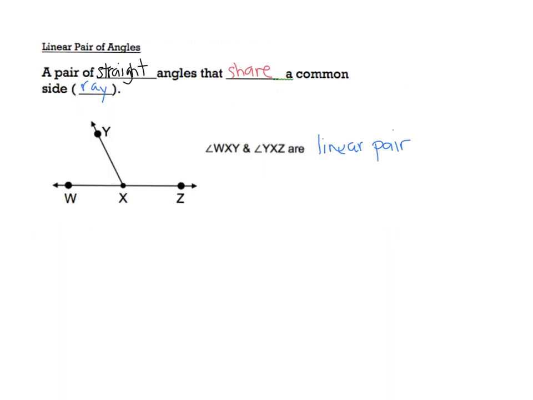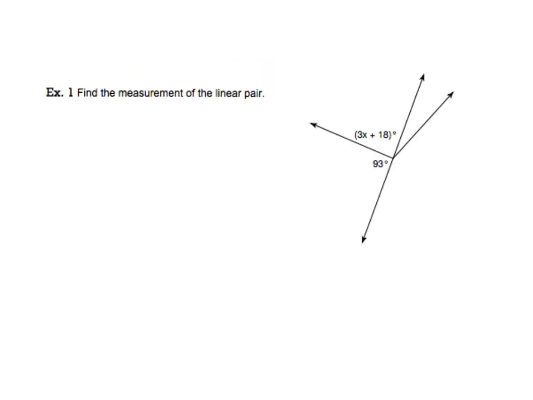All right. We've already also talked about linear pairs of angles, a pair of adjacent angles that share a common side or ray. So you have angles WXY and YXZ, which are a linear pair because they share this common side, aka this ray, and they're on a straight line, which coincidentally also makes them supplementary.